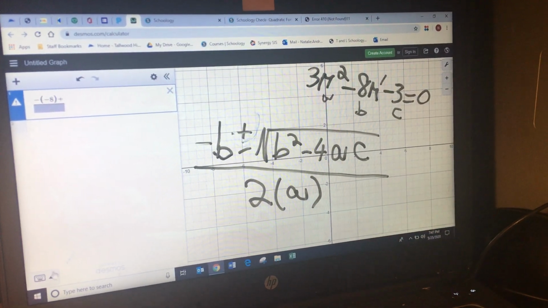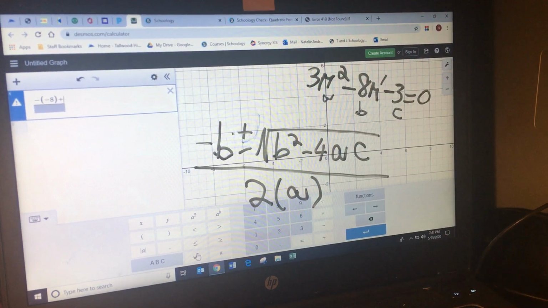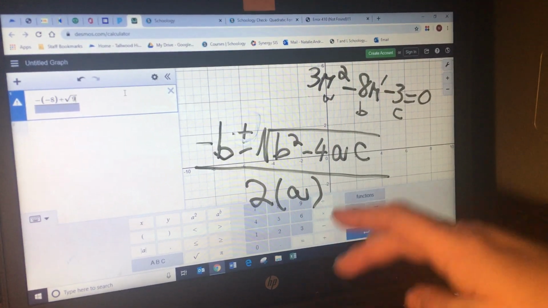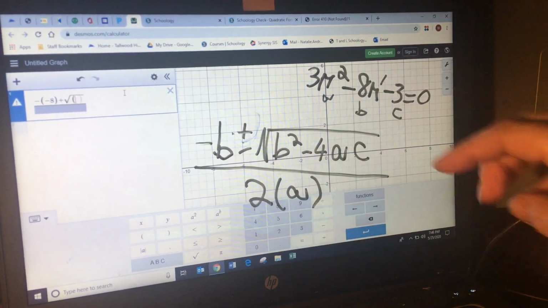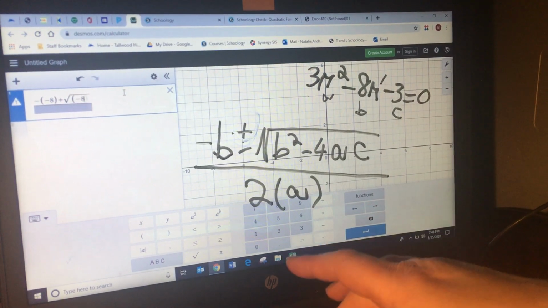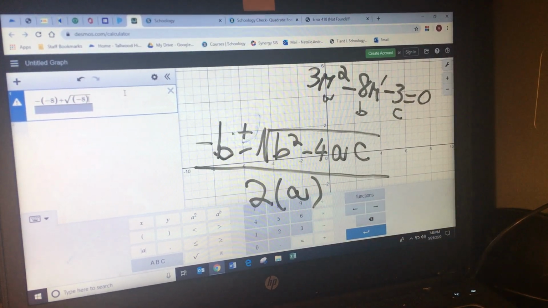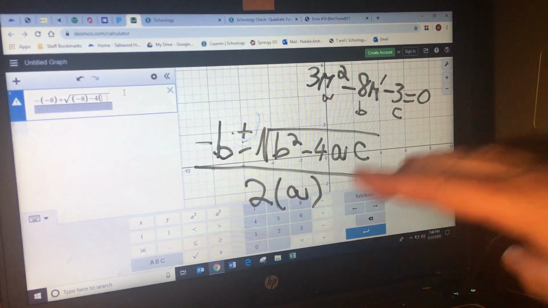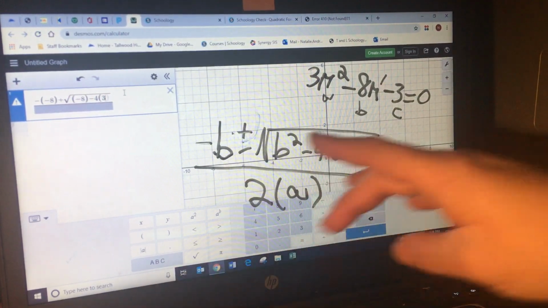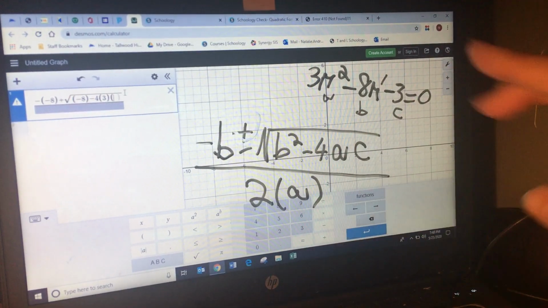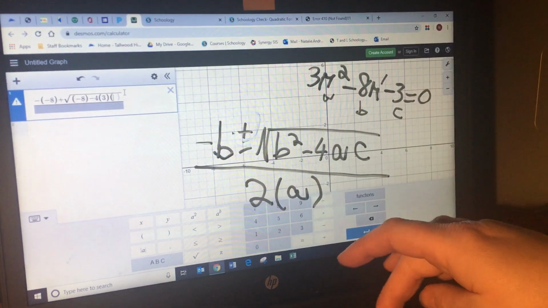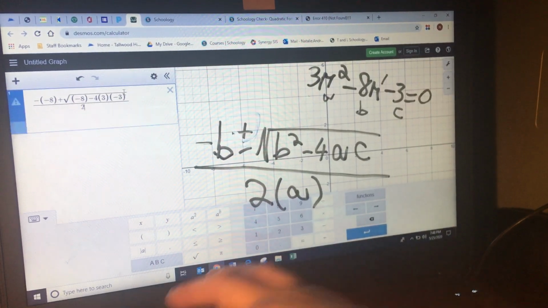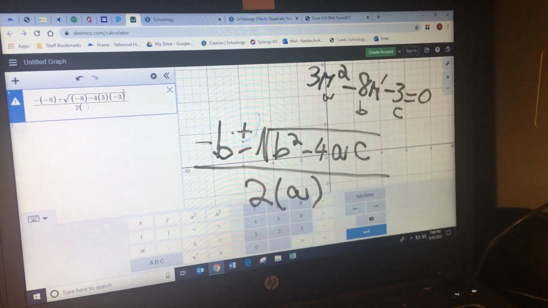Now, square root, go to your keyboard. It's right there. I'm going to put b squared. Anytime you see a negative, please use parentheses. All right, negative 8. Close the parenthesis. Minus 4 times. Our a is 3. And our last one, c, is negative 3. And now the bottom, 2 times a, so 2 times, what's our a? 3.